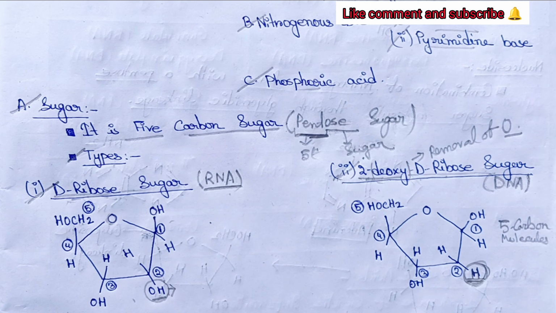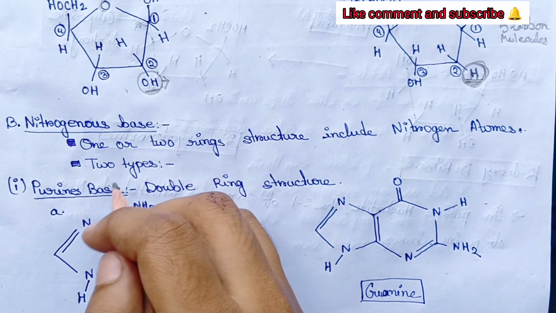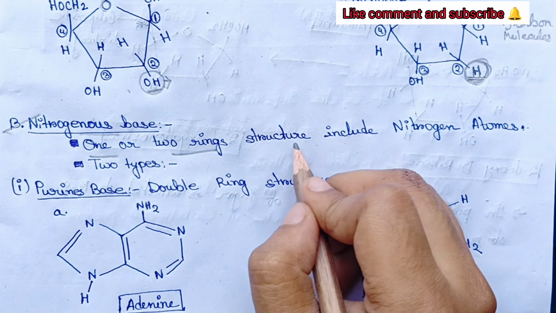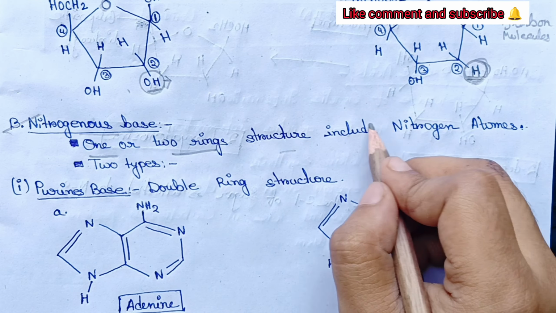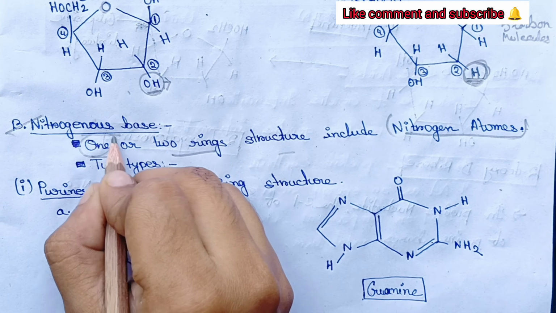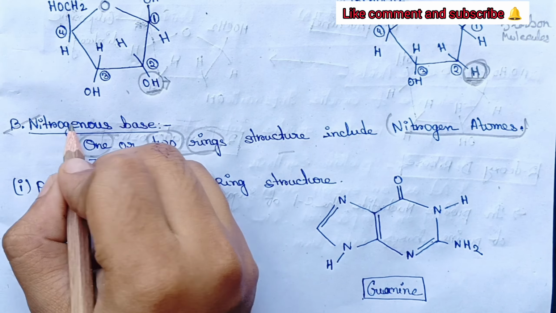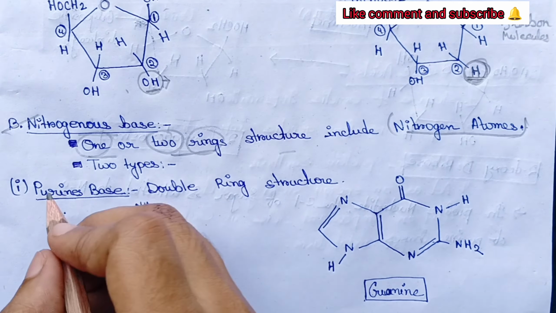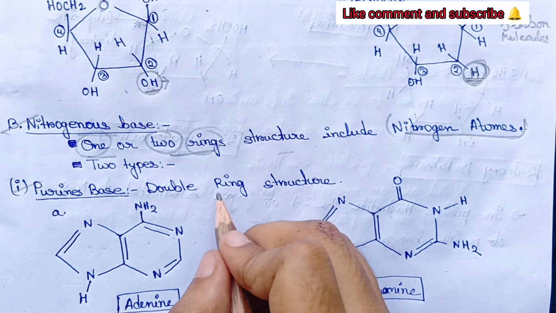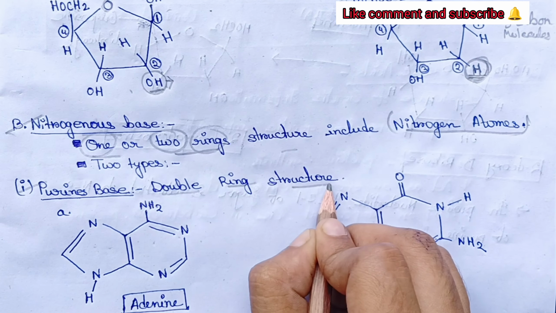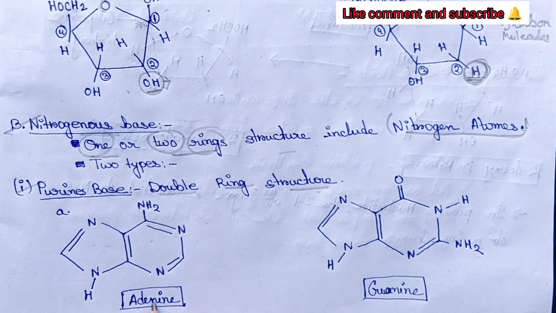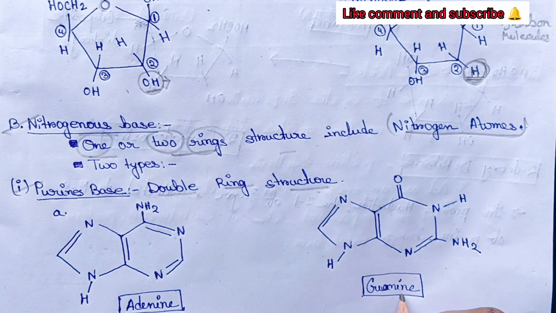Then the nitrogenous base. The second component is the nitrogenous base. It is a 1 or 2 ring structure that includes nitrogen atoms. First, purine base. Here a 2 ring structure is present, so it's called a double ring structure. Purine is the double ring structure. It can be divided into two types, adenine and guanine.